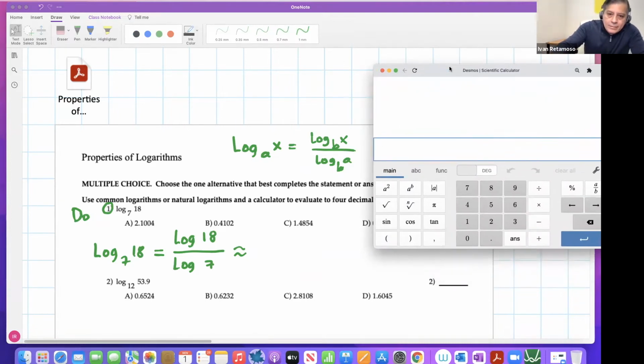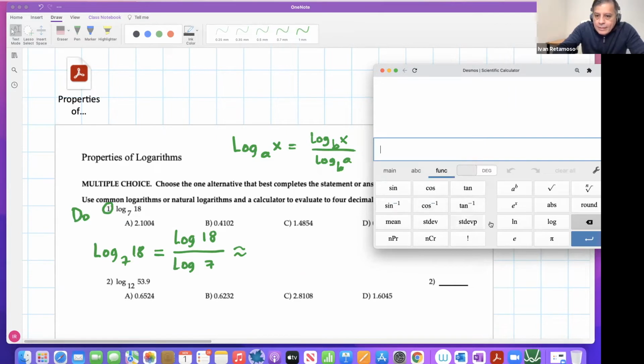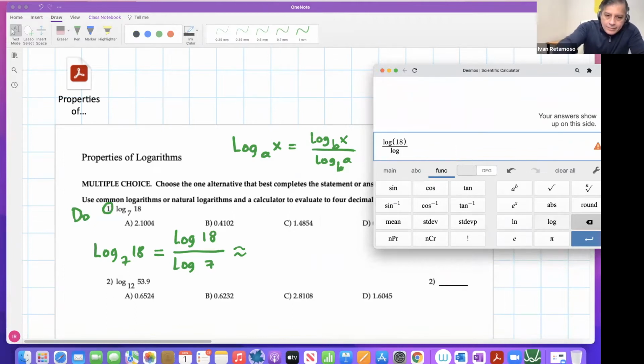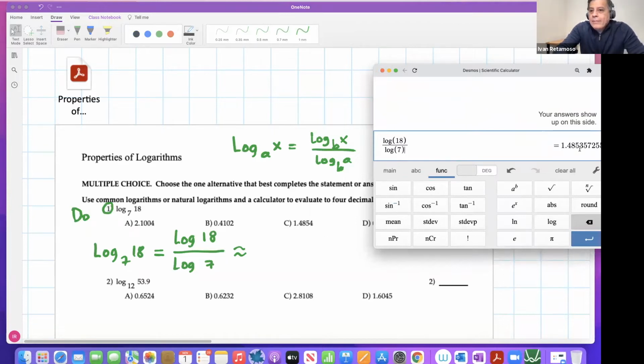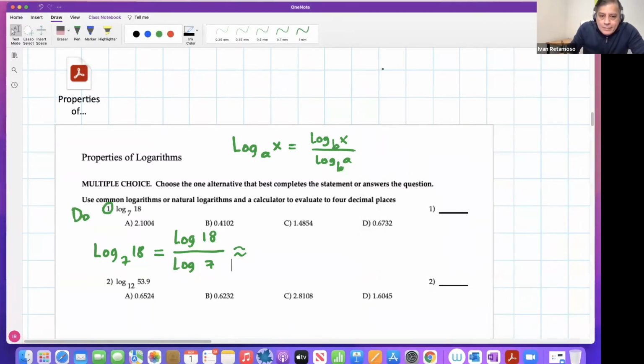Okay, so let's do log of 18 divided by log of 7. And there you go, right? 1.4853, rounded to 4 decimal places, 1.4854, right? Which makes this the answer. Very good. Excellent, guys. So as you can see, it's not that difficult. Just choose a way. Some students might have chosen ln, but you should have gotten the same answer, right?